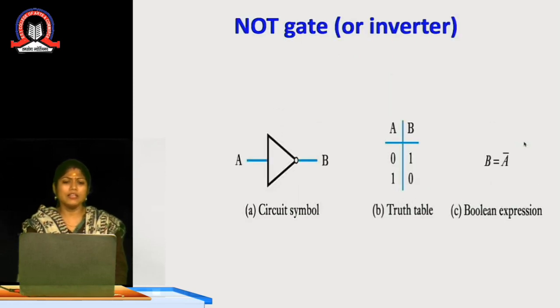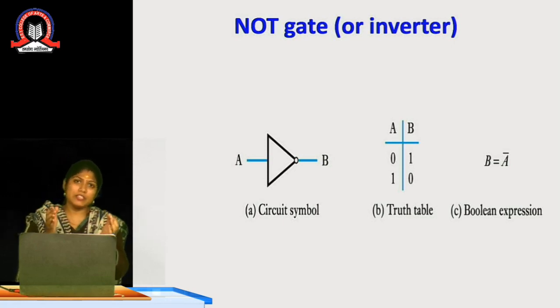Coming to the next, the inverter. It is called the NOT gate. So basically AND, OR, NOT. NOT always has one input and one output. NOT just does inverting.